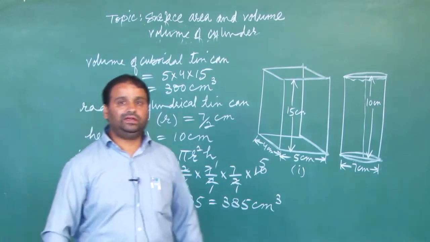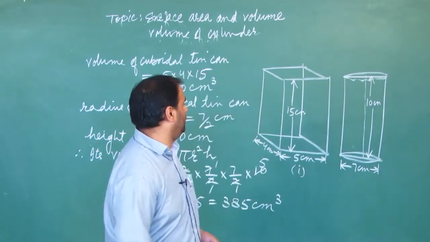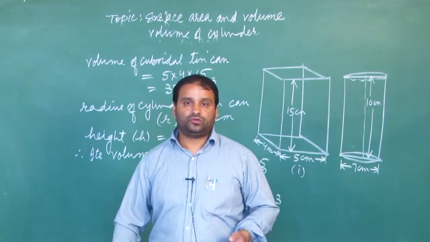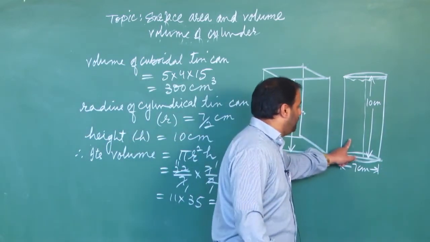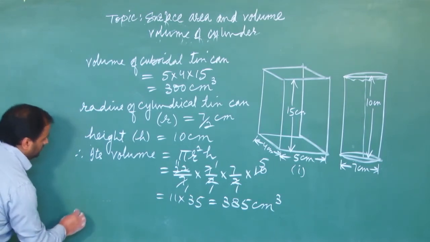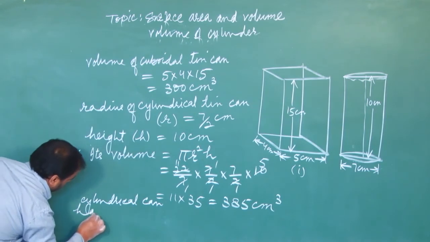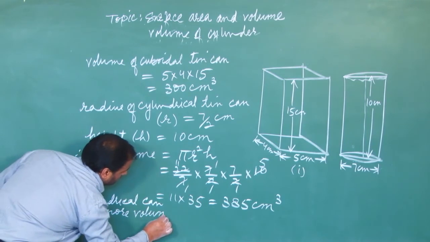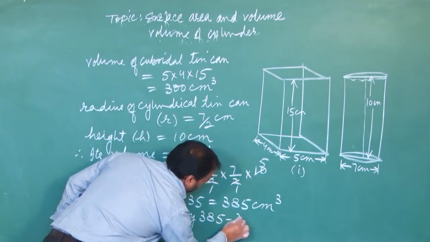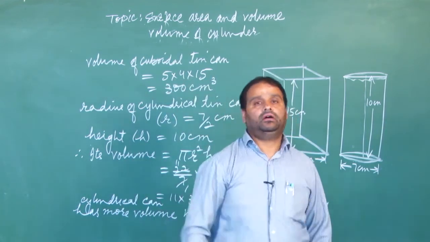So, we clearly understood that the tin can with a cylindrical shape has more volume, although you can see the height of the cuboidal can is more than the cylindrical can. So, it is obvious the cylindrical can has more volume or more capacity than the cuboidal can. So, we can write what the question says, that cylindrical can has more volume than this cuboidal tin can by 85 centimeter cube. I hope you have understood that question, how the question is to be done.